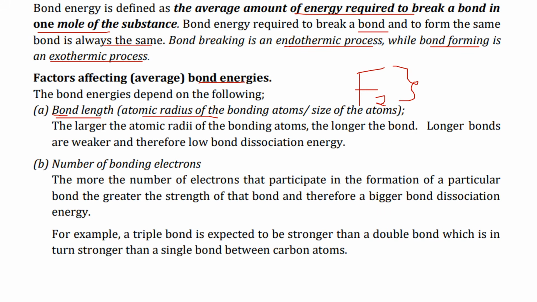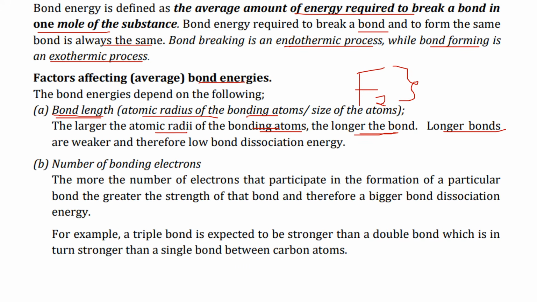So bond length is determined by the atomic radius of the bonding atoms present in a diatomic molecule. The larger the atomic radii of the bonding atoms, the longer the bond becomes. And in inorganic chemistry, we say that the longer the bonds, the weaker they become. Therefore, the larger the atomic radii of the bonding atoms, the longer the bonds become.